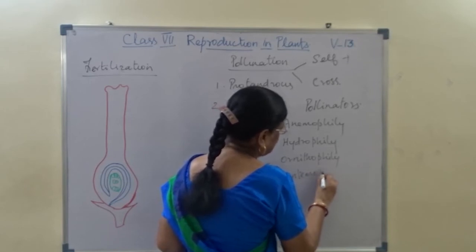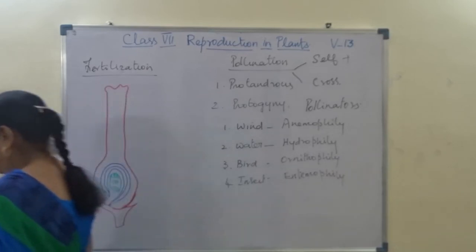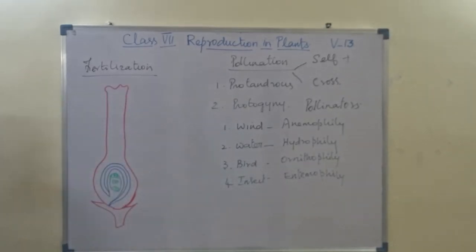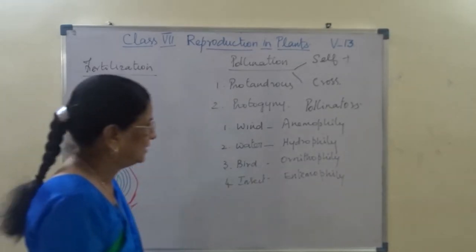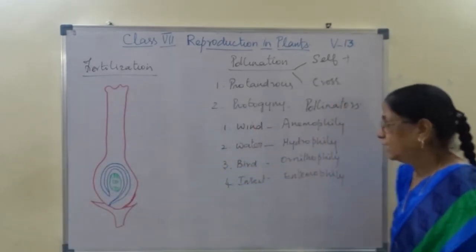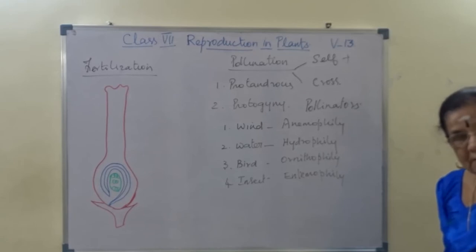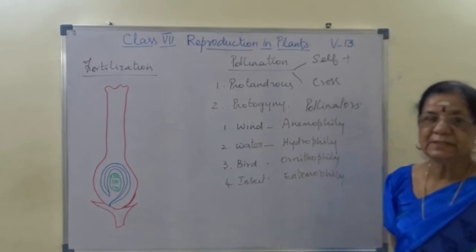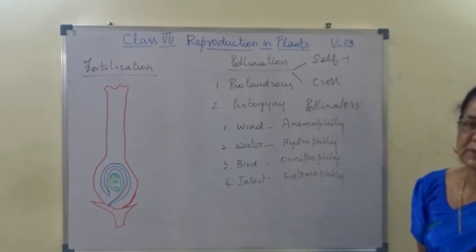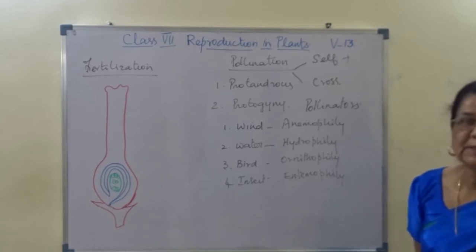Pollination by insect is entomophily. These are all agents of pollination: wind, anemophily; water, hydrophily; bird, ornithophily; insect, entomophily; and any other animals, when it is helpful, it is said to be zoophily. These are the agents of pollination.